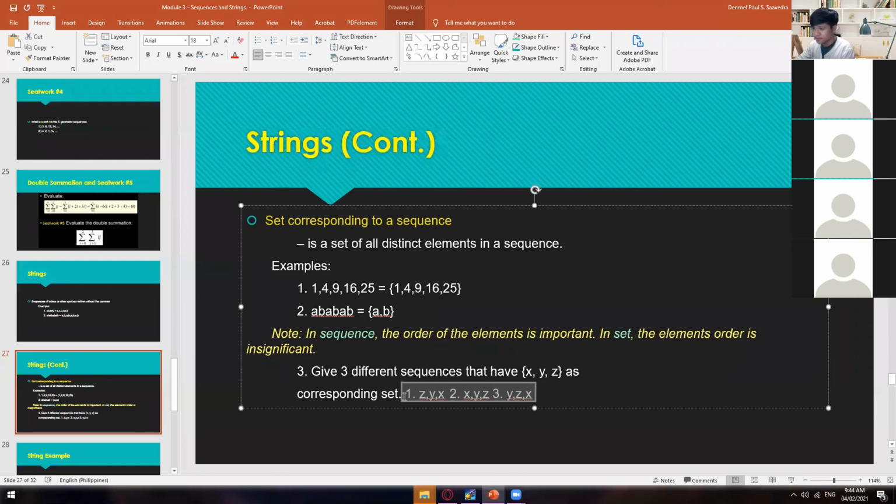Okay, are we clear so far regarding strings and sets and sequences? Yes, sir. Opo.